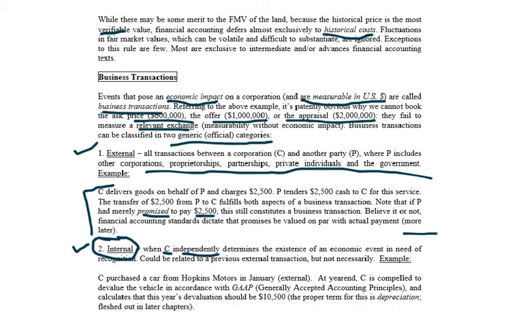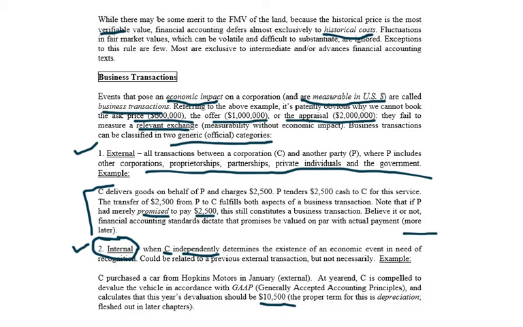All right, so here, the example I give is C purchased a car from Hopkins Motors in January. That's clearly external, right? Purchasing a car from some car dealer is external. But what's going to happen is we get to the end of the year, and now C is going to be compelled to devalue the vehicle in accordance with generally accepted accounting principles, because what we have on our hands here is something that we own that is obviously being used up, because we're using it in the business. As a consequence, we need to devalue it. In this case, they come up with the calculation that says we have to write it down $10,500.